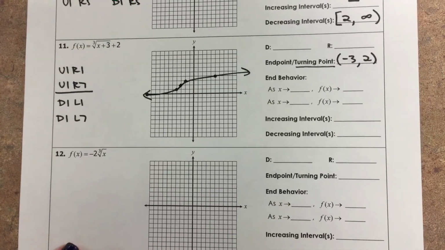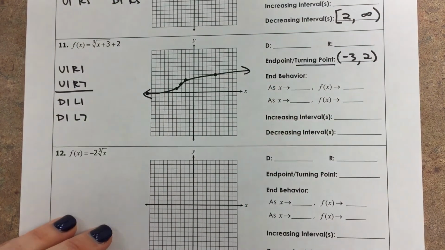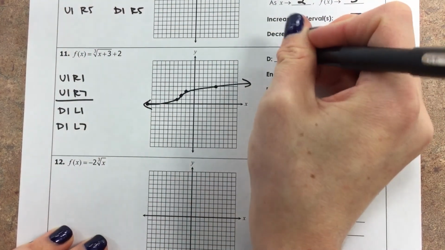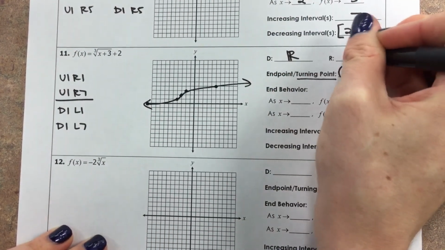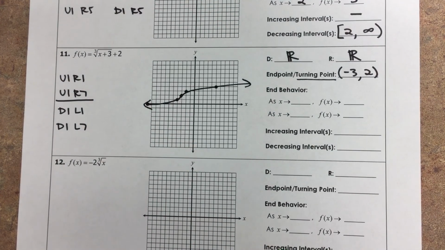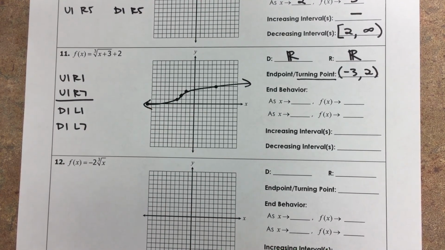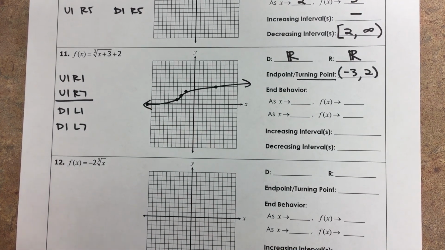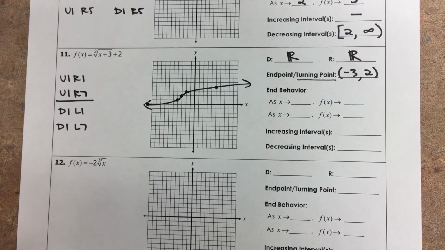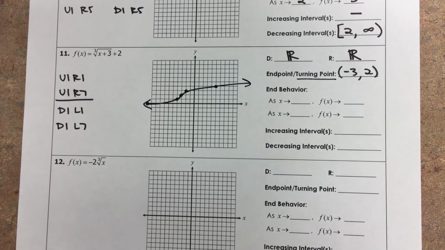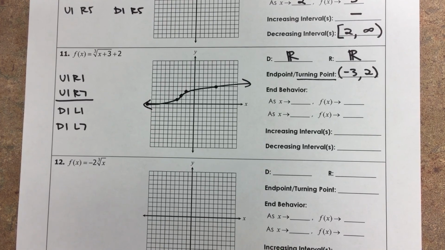So now let's fill in all this information. Fun fact, every cube root function, the domain and range are both all reals. So we don't even really need to think about that. It's just always all reals. The end behavior is actually a little bit easier than the square root functions were as well, because on each end we have an arrow. It's just up to you to figure out where those arrows are going.